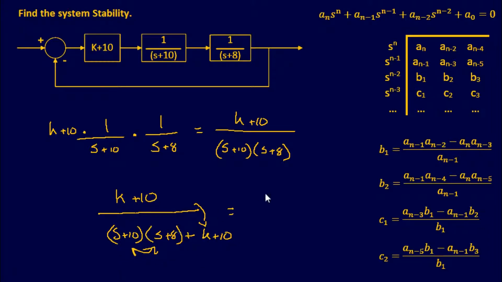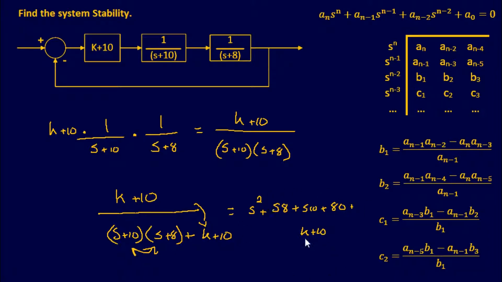So s times s squared, plus s times 8, s8, plus 10 times s, s10, plus 10 times 8, 80. And then I'm going to put plus, and I'll bring it down here real quick, k plus 10. So right now, this is our characteristic equation right here, this big guy right here.